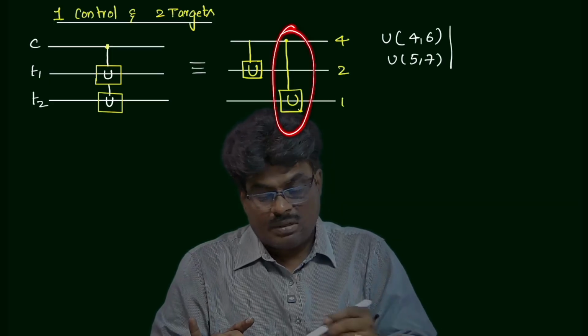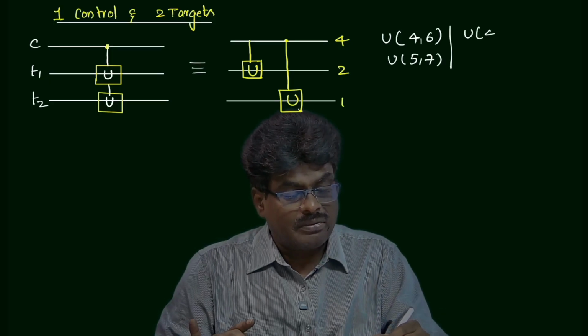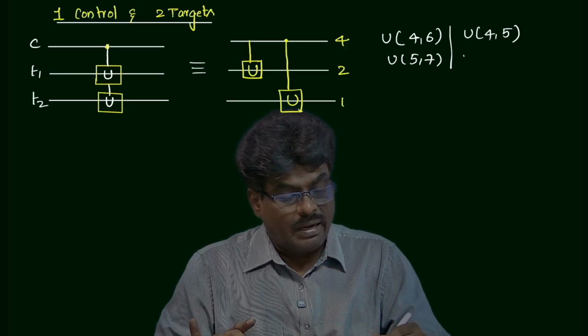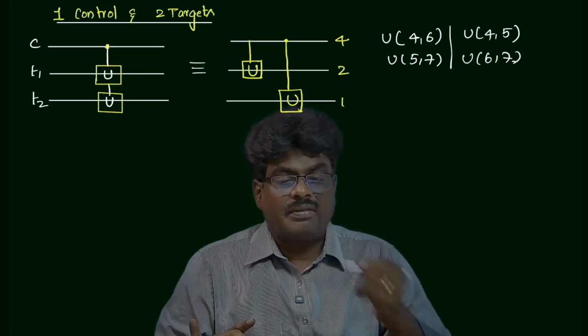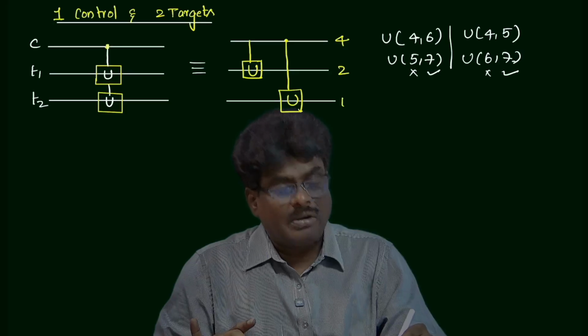This one. So this is coming from where to where? 4 to 1. That's why u of 4 comma 5. The remaining is 2. Please add 6 comma 7. That's it. So this is off, on, off, on.